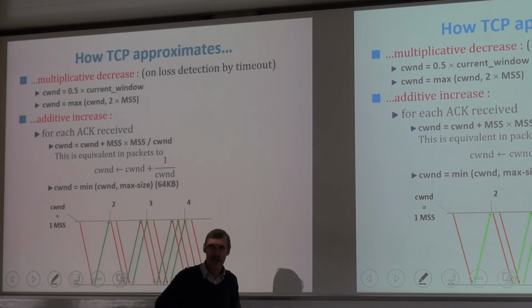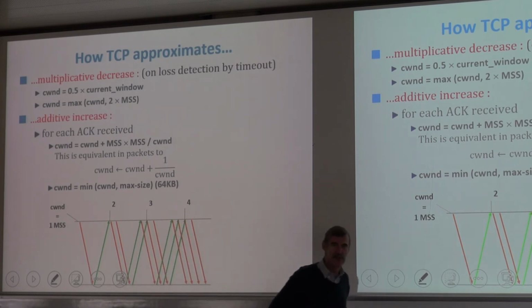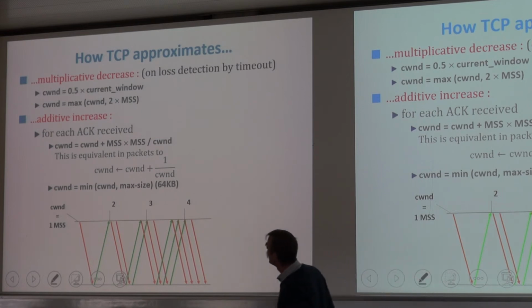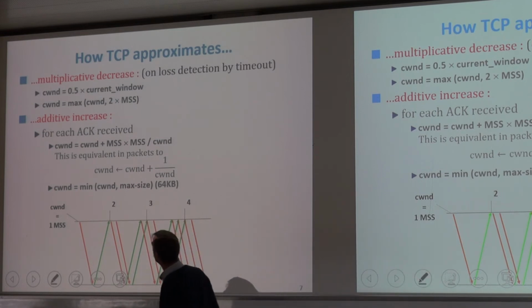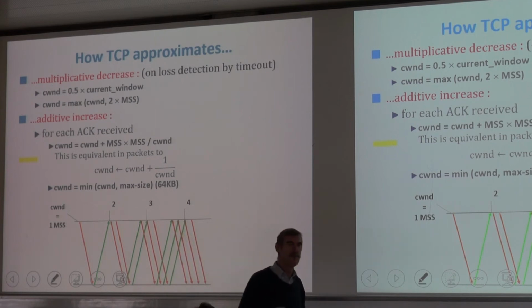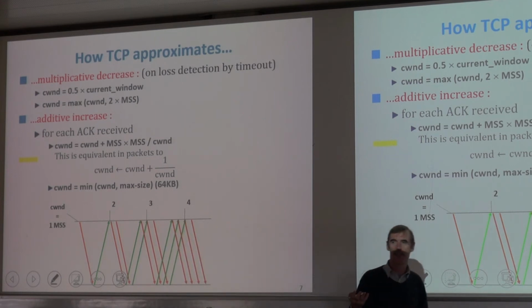Another approximation is how TCP does multiplicative decrease and additive increase. Multiplicative decrease is done by reducing the window size by 2, so this is not an approximation. Additive increase is an approximation. Additive increase we should do per time unit. Now, what is a time unit?